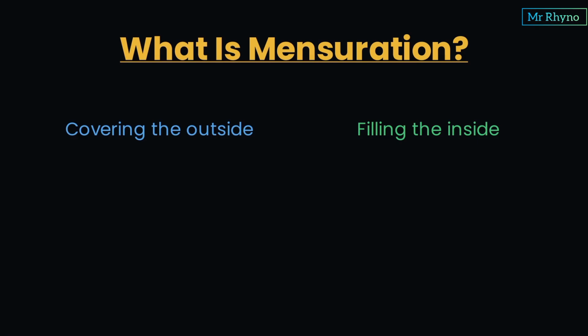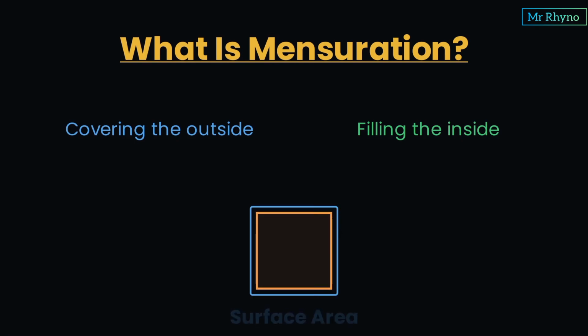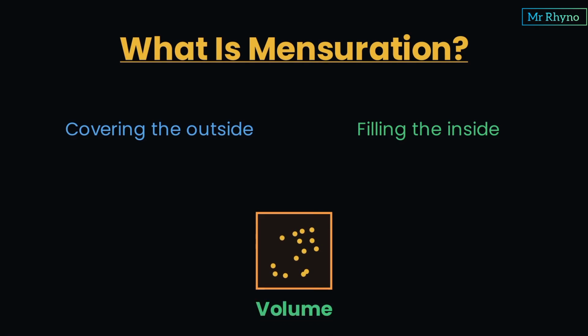Suppose I give you this gift box. If I want to wrap it with wrapping paper, I only care about the outside. That is called surface area. Now imagine opening the box and filling it with chocolates. Now we're measuring the inside. That is called volume. Surface area means covering. Volume means filling. Never confuse the two.